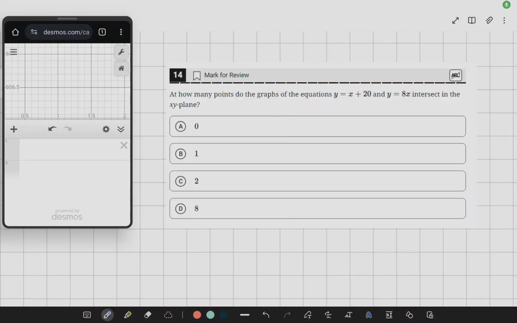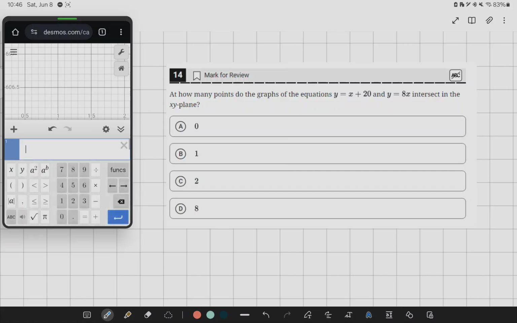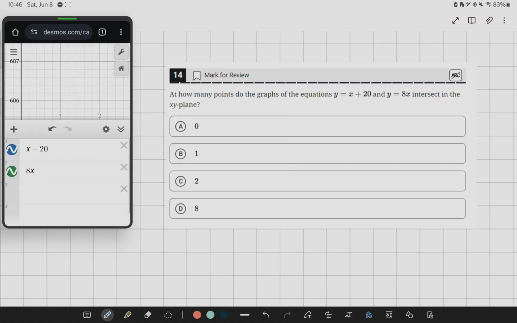We are going to solve this one using two different methods. So the first one's going to be Desmos, which is the easiest way. There's two ways in Desmos actually. You can just set your two equations. So you have x plus 20 as your first equation and 8x as your second.